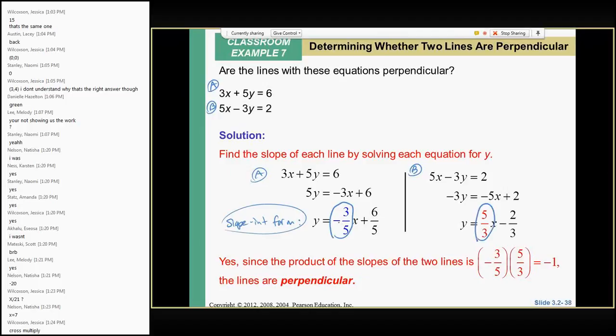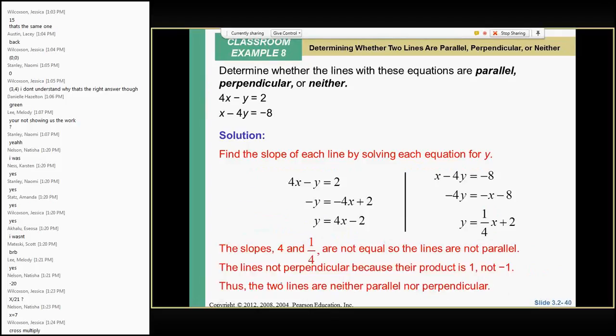One of them is negative, the other one's positive, so this is a good contender. And then are they flipped of each other? Yes. And another way to tell if they're perpendicular is if you multiply the two together and you get -1. So because the slopes are negative reciprocals of each other, the lines are perpendicular. It's another way to tell.